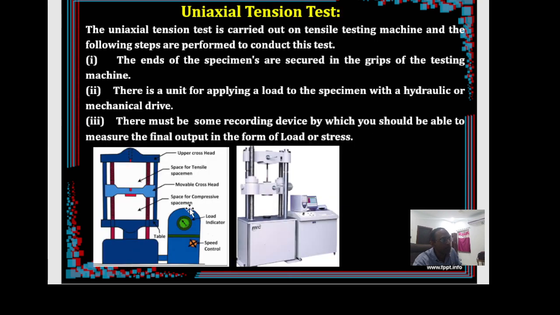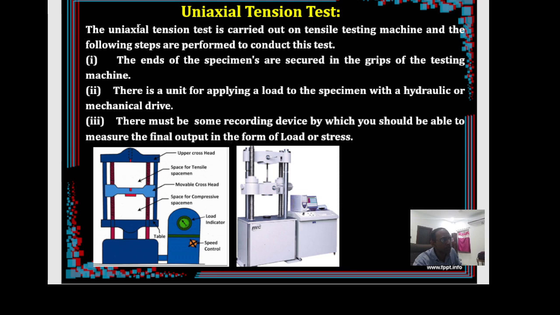This is the machine, the universal testing machine. Of course, this is an old type. This is a schematic diagram of a machine from the middle period, not so recent. Of course, now sophisticated machines have also come, but anyway, this serves the purpose for understanding.